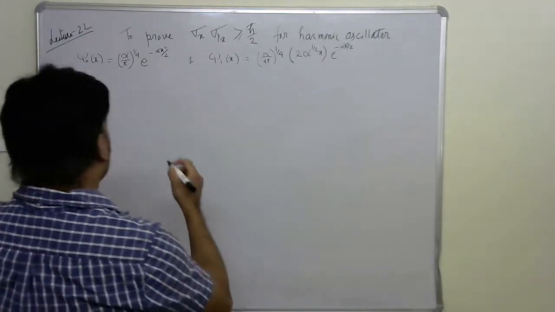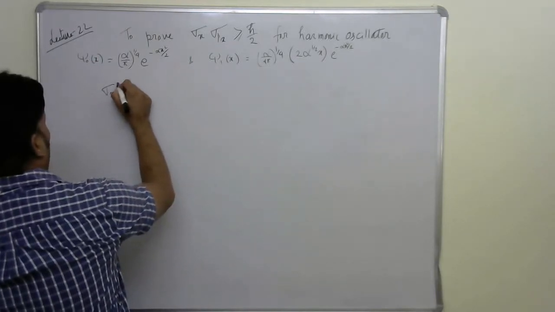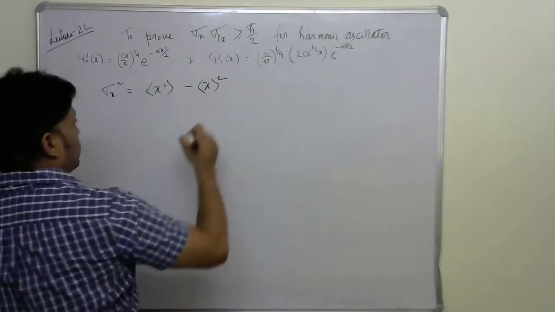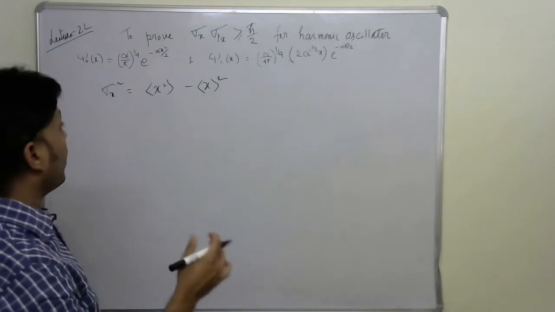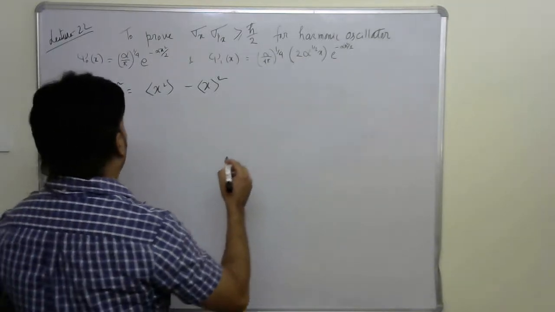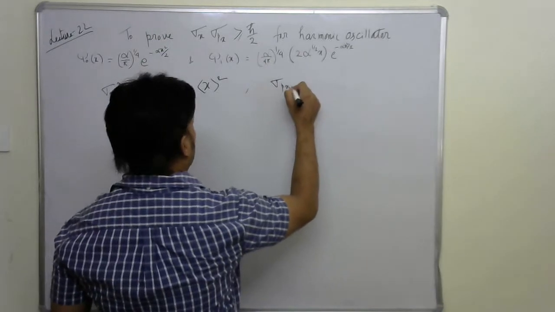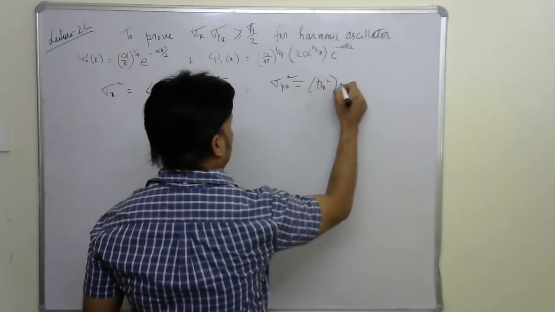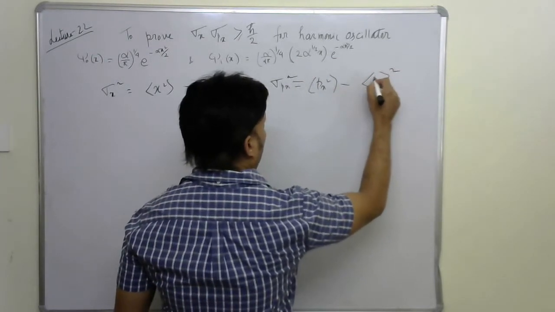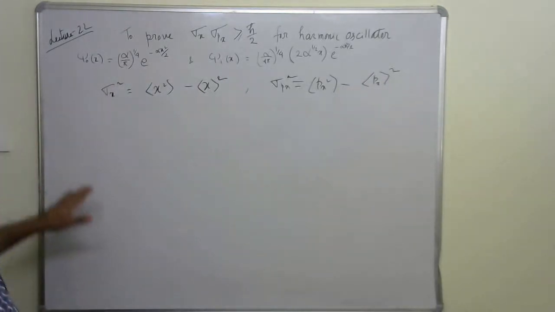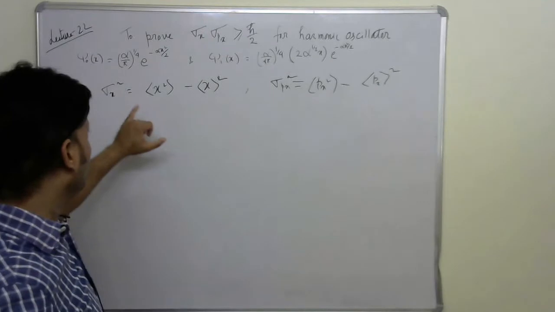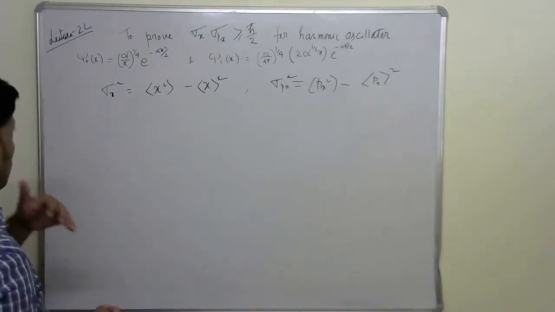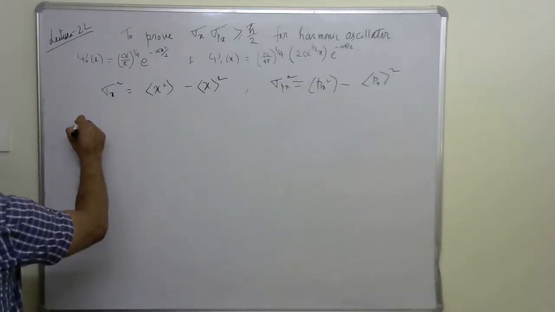So sigma x square is defined as the average value of x square minus the square of the average of x. Similarly, sigma px square is defined as the average of px square minus the square of the average of px. So in order to find sigma x and sigma px, we need to figure out all these four quantities. So let's start with the average of x.